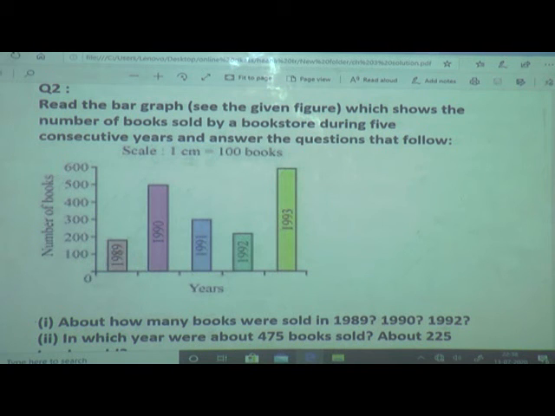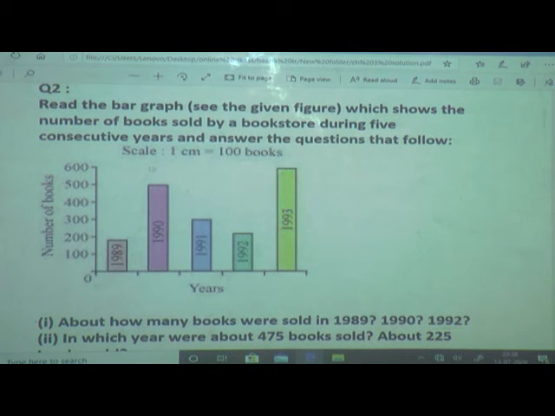Here the bar graph is given for 5 consecutive years, meaning one after the other: 1989, 1990, 1991, 1992 and 1993. The scale given to us is 1 centimeter equals 100 books, because if the quantity is more, we have to think what the scale on the y axis would be. Here we have a 0, as we learned in the previous class. This is your x axis, this is the y axis, and 0 is where they intersect.